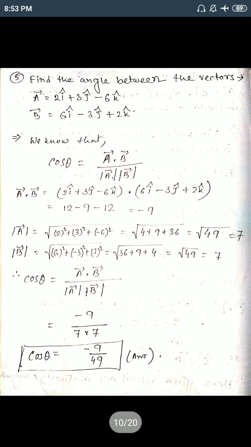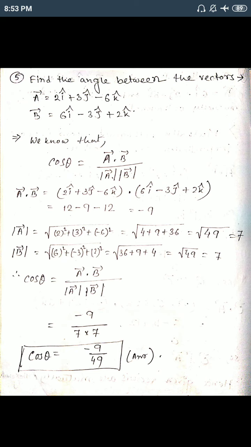This one, find the angle between the vectors. Two vectors are given, and we find the angle. That means cos theta, the last property, property number 8: cos theta equals A dot B divided by magnitude of A times magnitude of B. First we find A dot B, that will be -9. Modulus of A, how can we write it? We know the magnitude is the square root of ax square plus ay square plus az square.